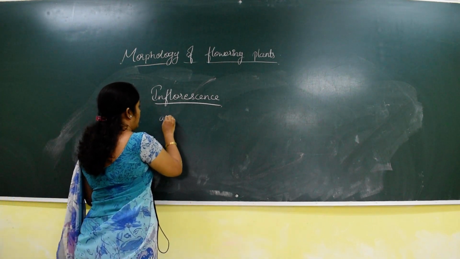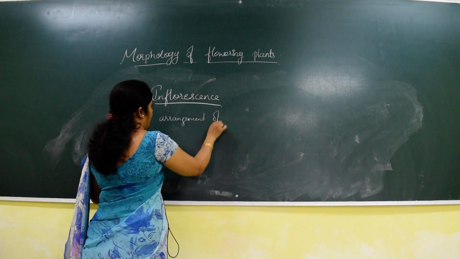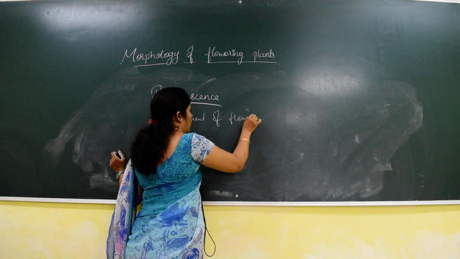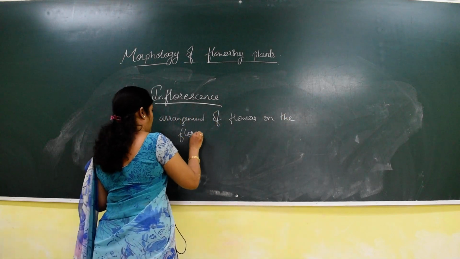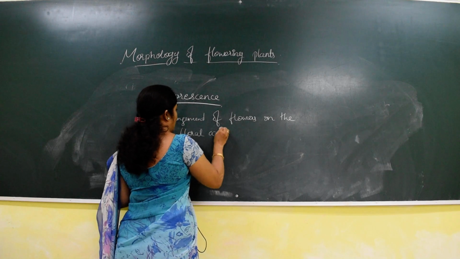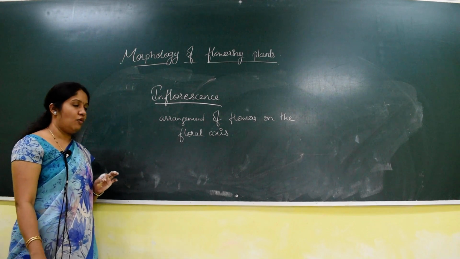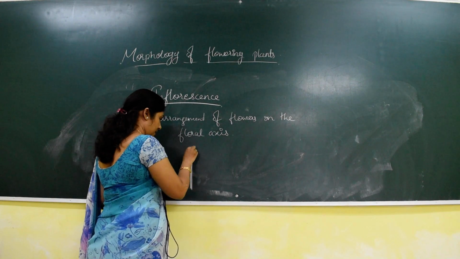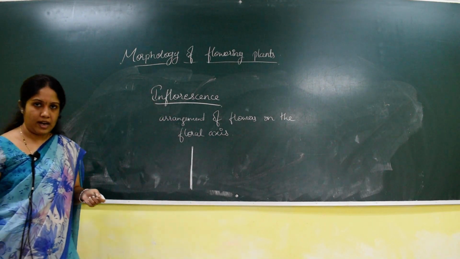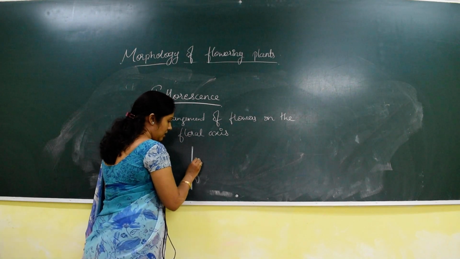It is the arrangement of flowers on the floral axis. What is inflorescence? It is the arrangement of flowers on the floral axis. I'll give one simple example. Let us consider this is a floral axis, or the stalk. To this axis, let us consider these are the flowers.